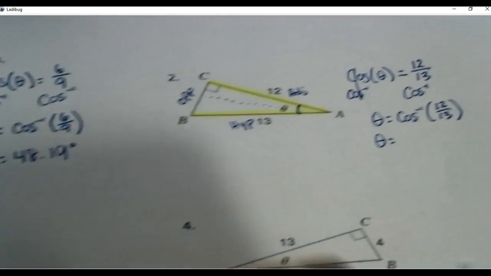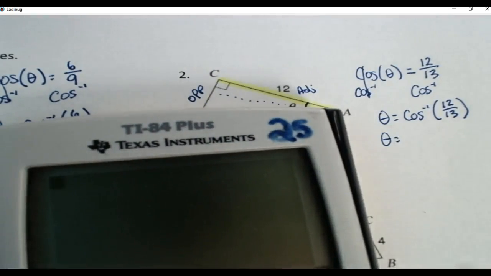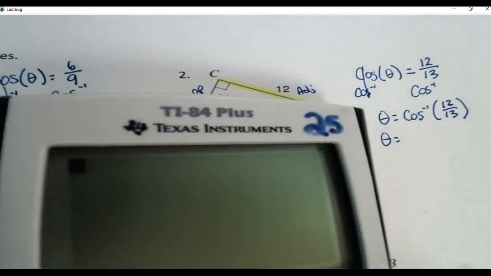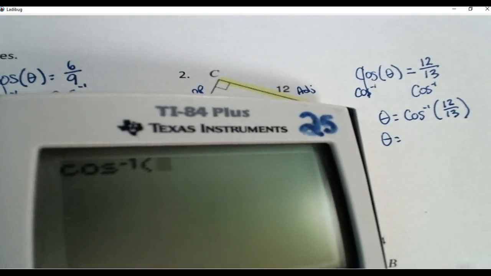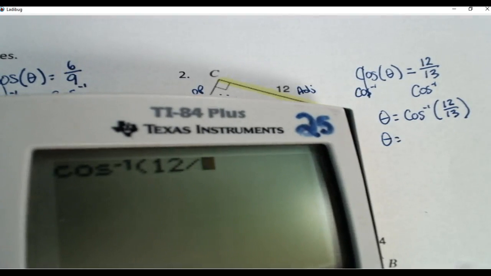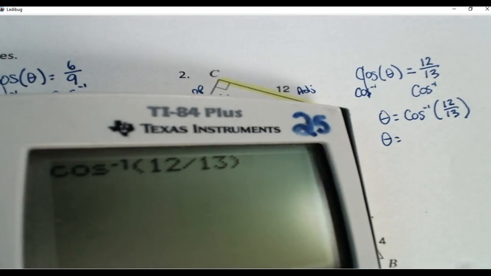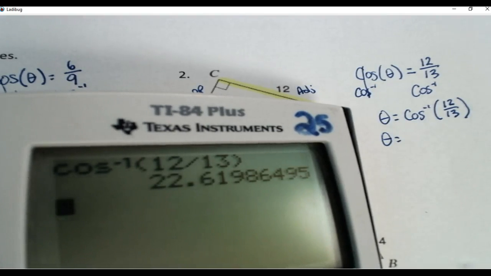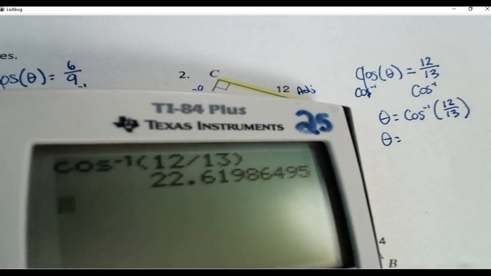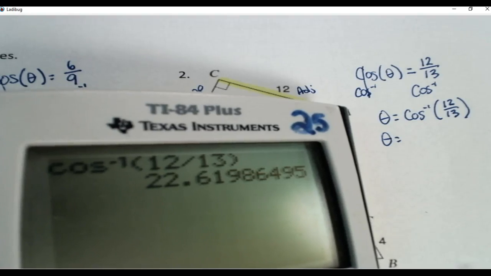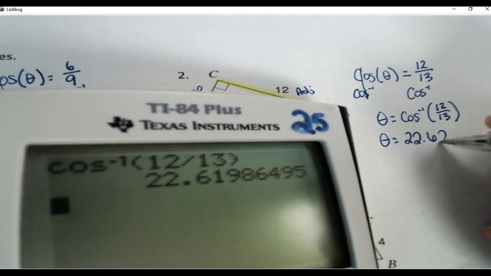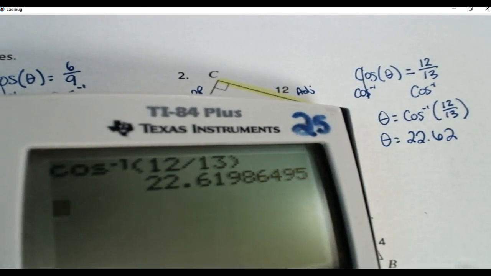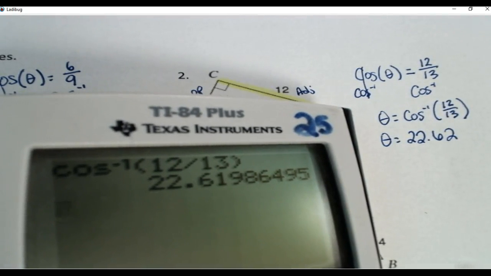And so again, we just type it in. To get the -1, you do second cosine, and then our fraction, 12 divided by 13. And hopefully you get 22.62. Questions?